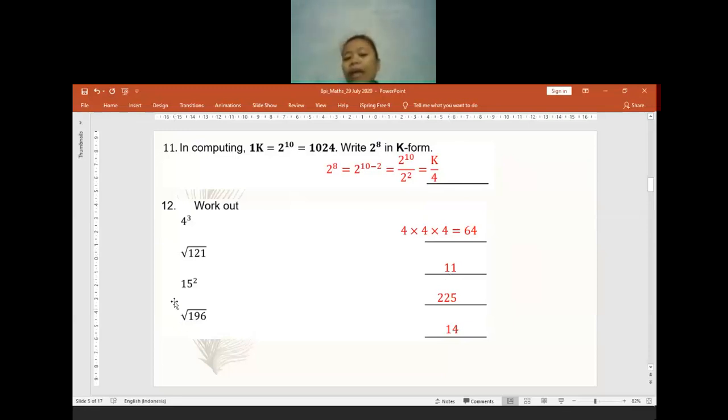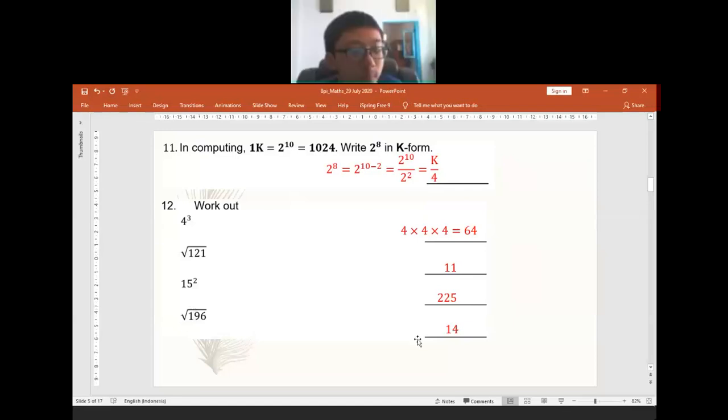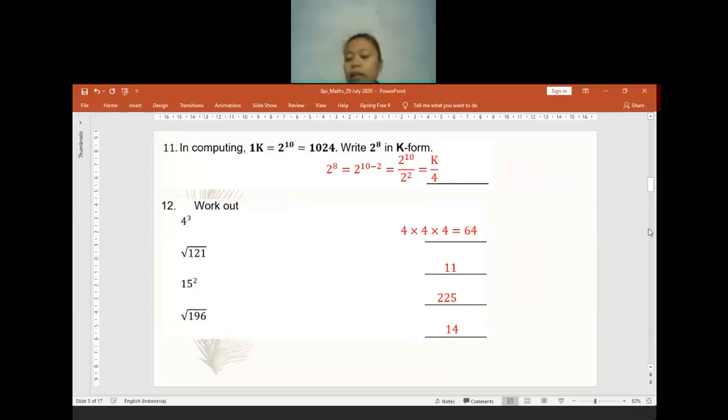Is there anyone having any question regarding question 12? No? Okay, so everything is clear from question 12? You can check it from your answer sheet. Is there anything confusing from question 12? If not, I will move to the next question. Let me know if you have any question, yeah?